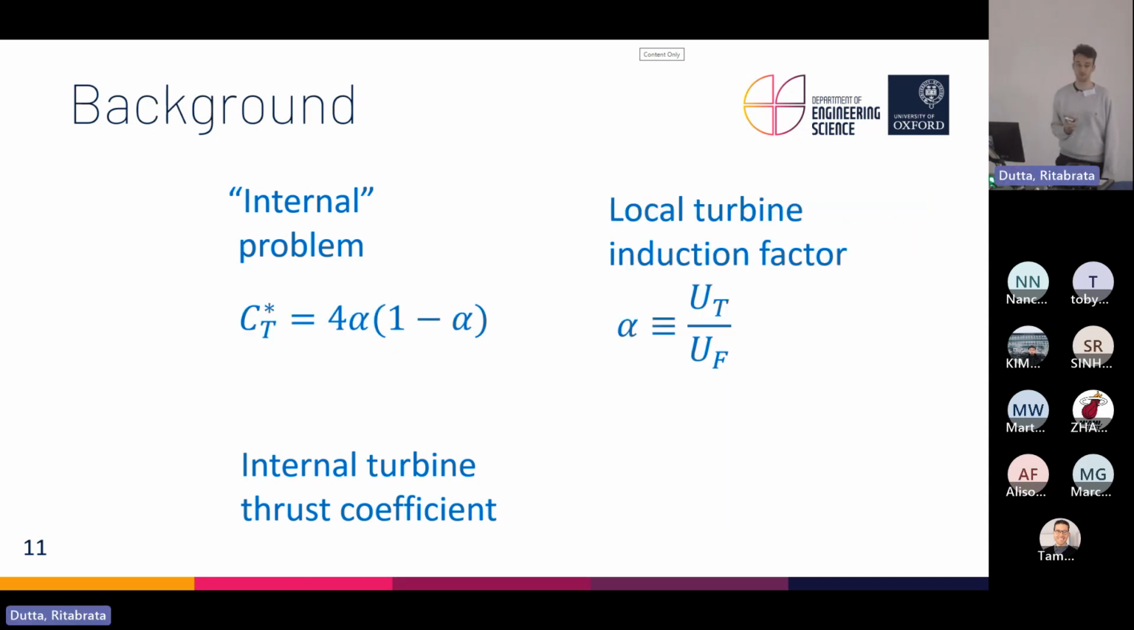But there's an existing model for CT star, which is a function of the turbine induction factor only. This turbine induction factor describes the turbine operating conditions. Here UT is the velocity at each turbine, and UF is the wind speed within the wind farm. This existing model for CT star is dependent only on the turbine operating conditions and independent of the turbine layout. But we know that CT star is going to vary a lot with turbine layout as well.